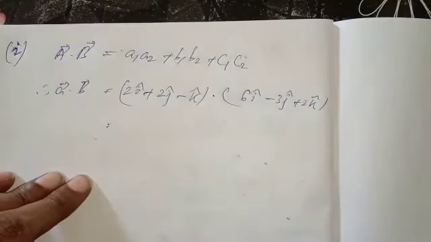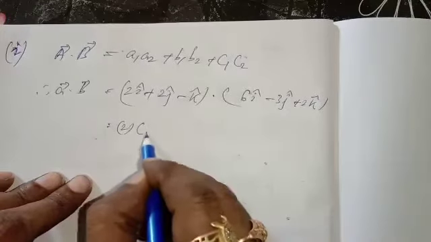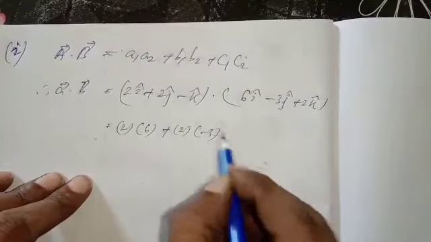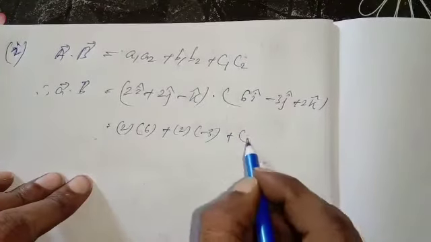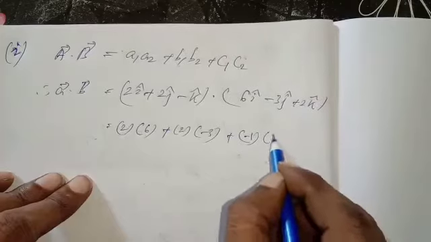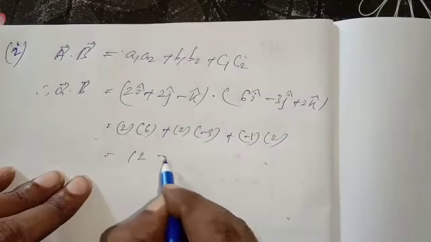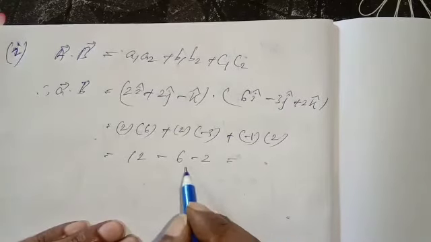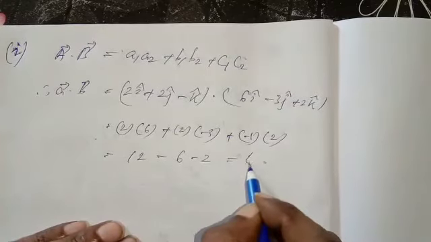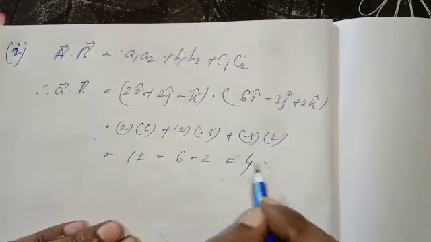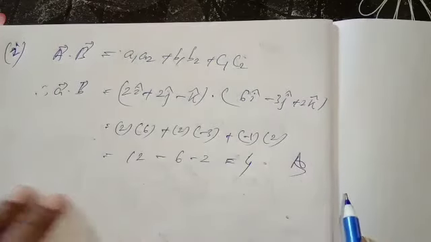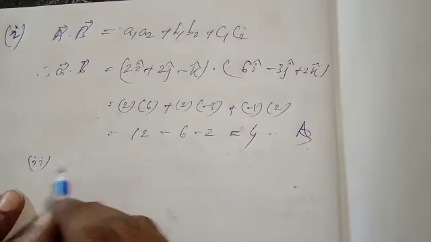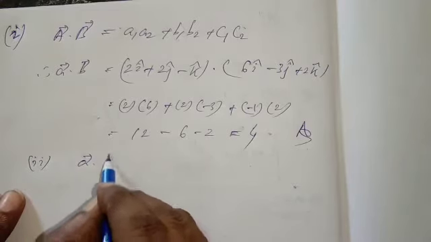Now as per the formula, A1 A2 means 2 into 6, plus 2 into minus 3. Next, plus the coefficient of k, that is minus 1 into the k coefficient 2. In this way we are getting 12 minus 6 minus 2, so 12 minus 8 is 4. Therefore A dot B is equal to 4. Okay, this is the answer. Next, second part. Same process, you have to find A dot B.